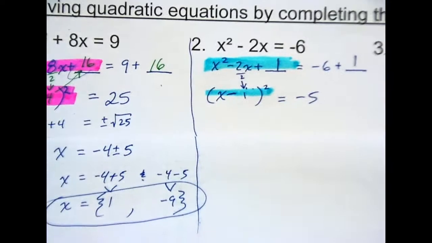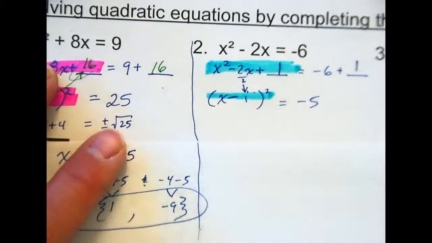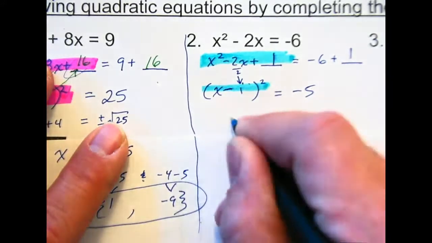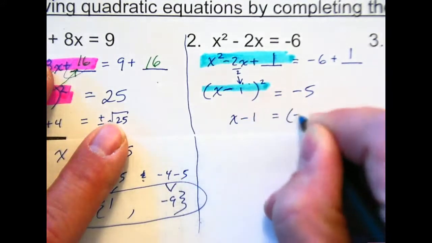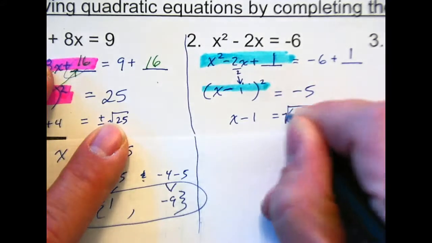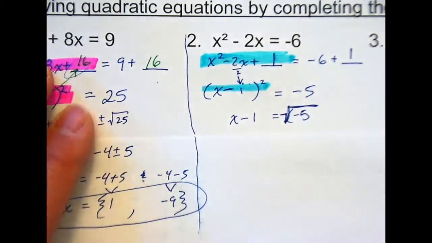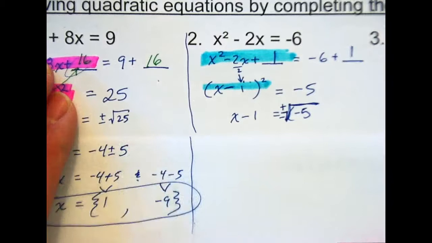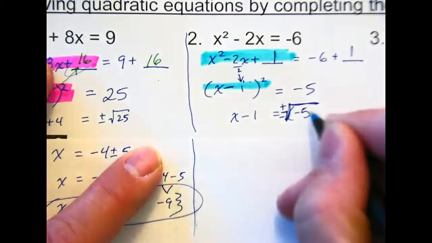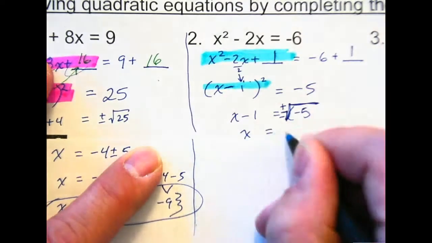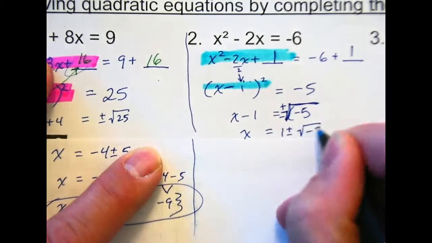How many made it that far? Good. Okay. And so now, any questions there? Okay, so from now, we take the square root of both sides. We get x minus 1 equals plus or minus the square root of negative 5. Get our plus minus in there. Now some of you will look at that and automatically know that you're going to have an i there, right? Because of the negative inside. So now we have x equals 1 plus or minus the root of negative 5.